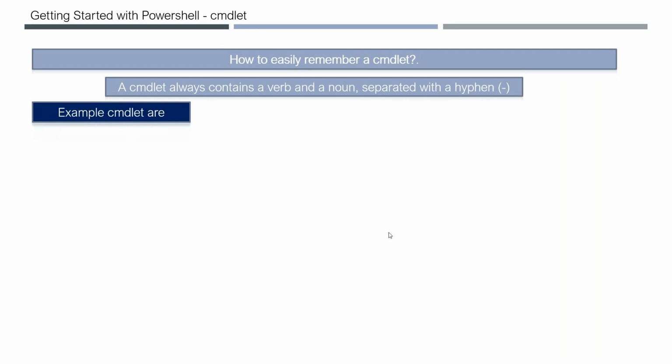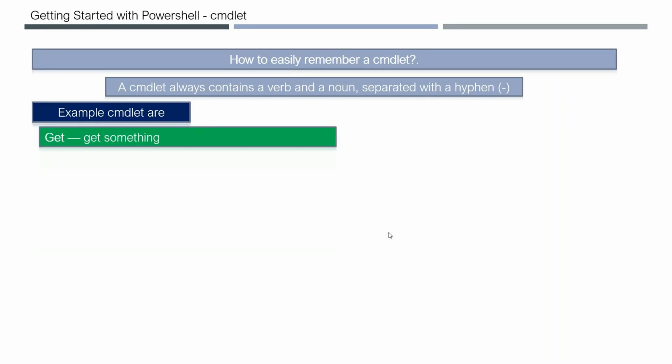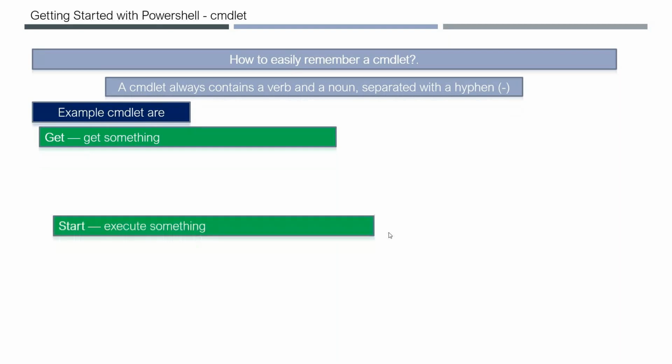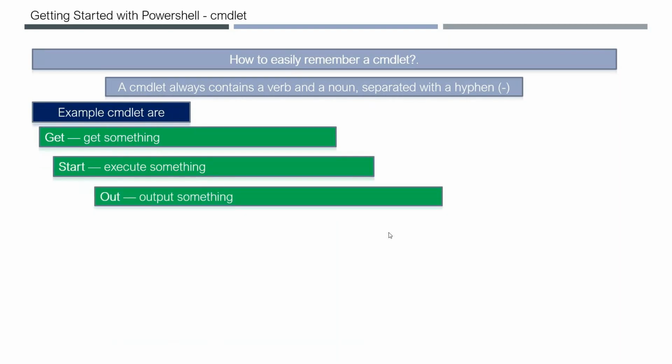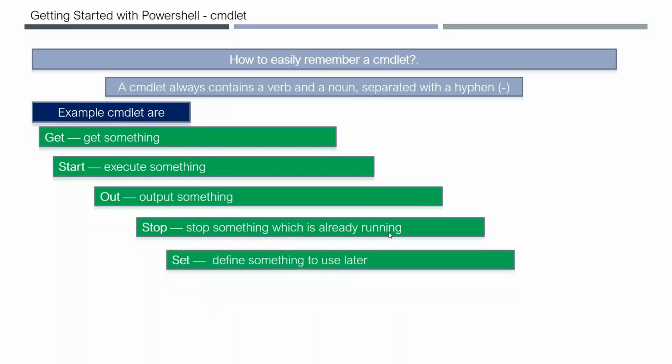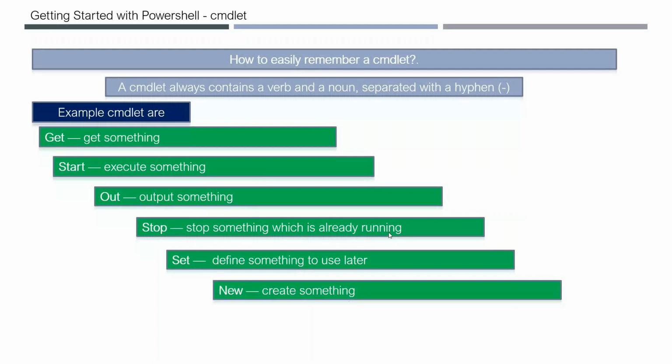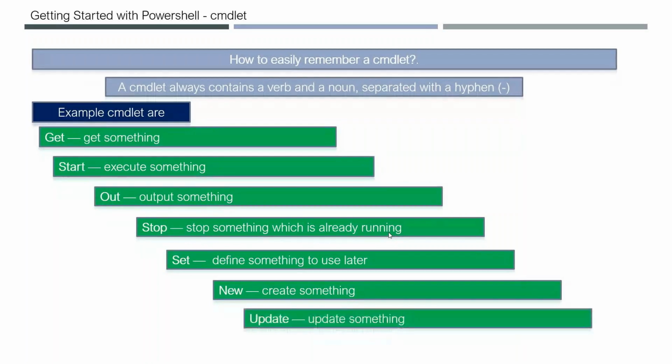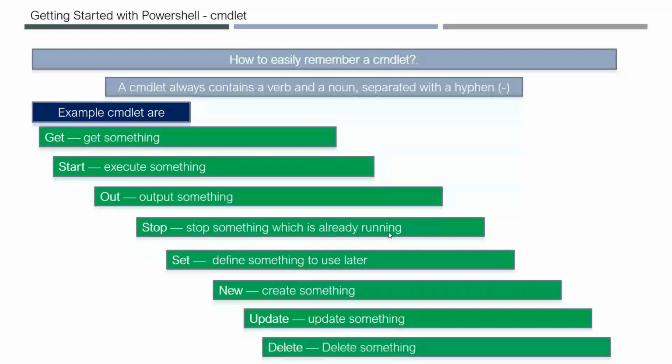So example cmdlets you can see. Get, to get something; start, to execute something; out, to output something; stop something which is already running, like your services. Set means you are setting some values of something. New is about creating something. Updating existing items. Deleting existing items. Likewise, if you want to do anything, it's all about CRUD operations, right? Create, read, update, delete. That's what you call CRUD.